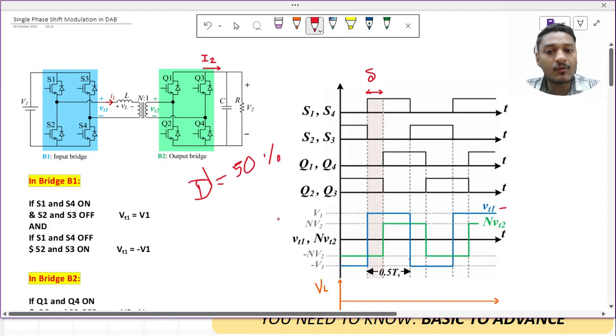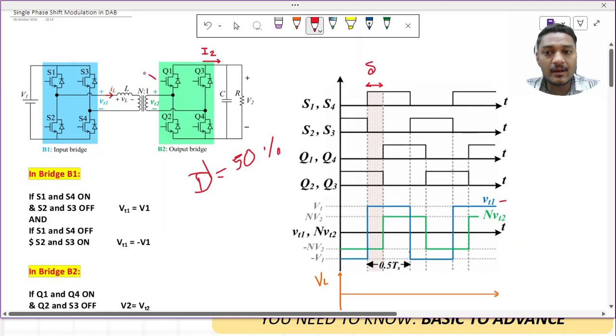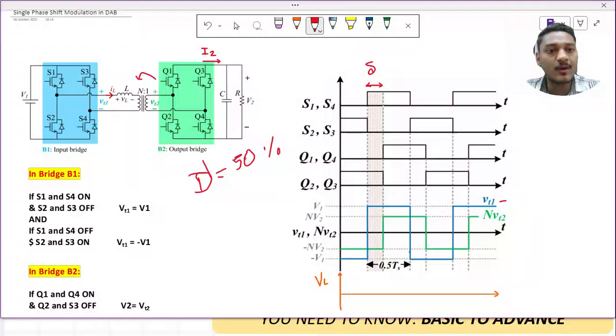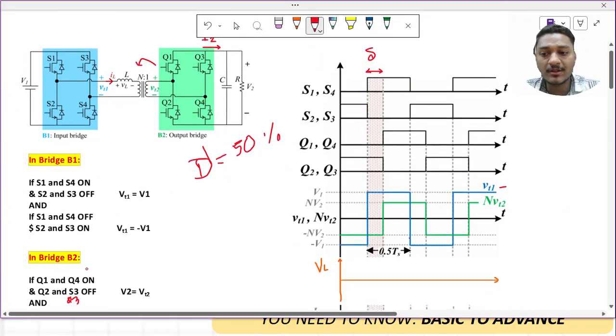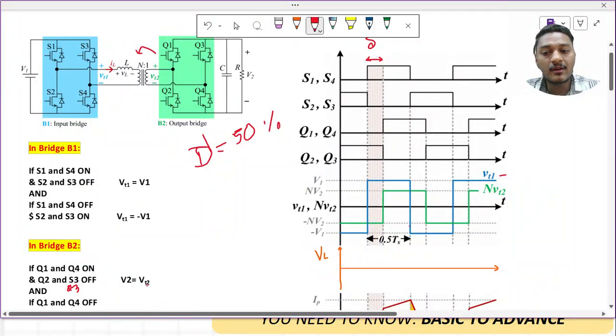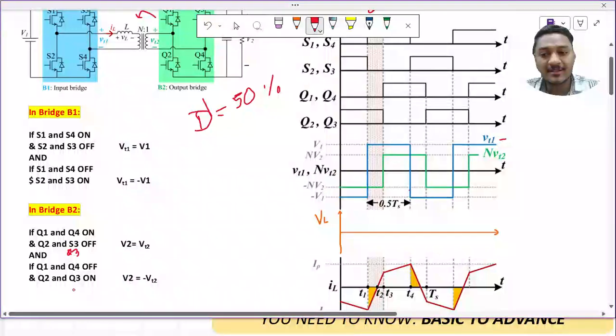Now what is VT2, I wanted to know. VT2 referred to the primary side will be n times of VT2. You know that V2 by V1 is equal to N2 by N1, and N2 by N1 is 1 by N. So from this can I calculate the voltage that appears across this? Yes, that is n times of V2. Now I wanted to calculate this voltage. For calculating it, I should know that when Q1 and Q4 are on, V2 equals VT2. So VT2 is equal to V2. Similarly, when Q2 and Q3 are on, VT2 is equal to minus of V2.